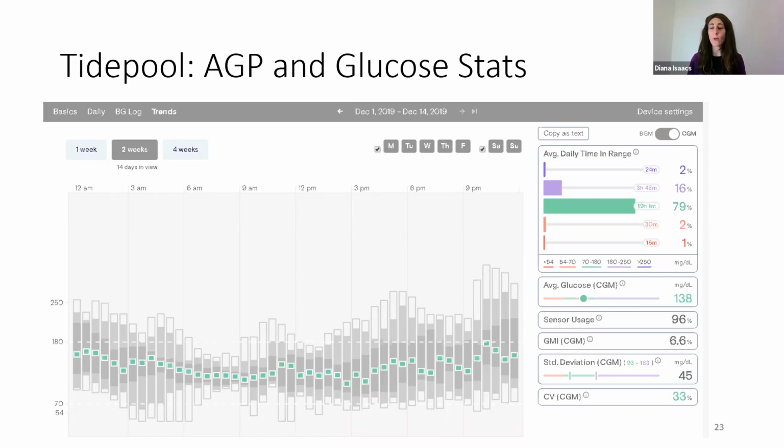And even the coefficient of variation is only 33 and the GMI is 6.6. So for all intents and purposes, this is a person that is meeting all of those targets. But I would still go through the data model and have that conversation because this individual may want to achieve tighter targets. So even though they're meeting the recommendations, maybe this person really wants to hone in and eliminate some of the higher readings that are happening sometimes, especially in the evening time.